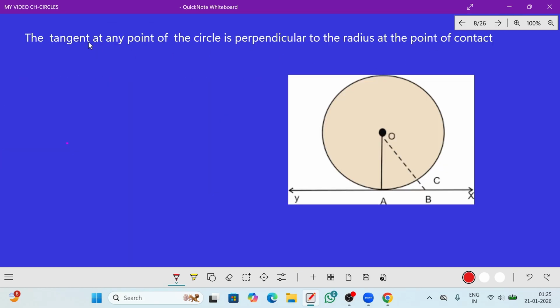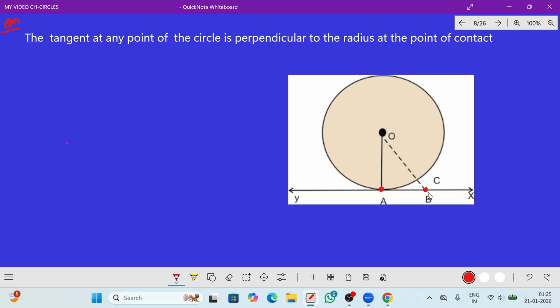Okay. Next, the tangent at any point of the circle is perpendicular to the radius at the point of contact. The meaning of this is the next question. This is your circle. This is the tangent. This is the point of contact. He says that the tangent at any point of the circle, suppose this is a point on the tangent, and there is another point on the tangent, that line is perpendicular to the radius at the point of contact.